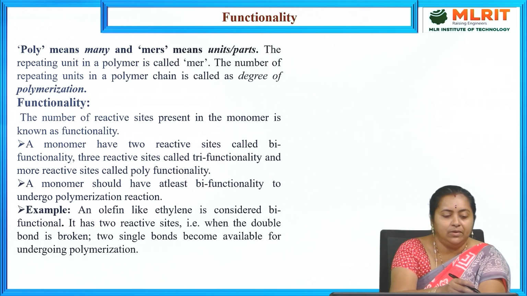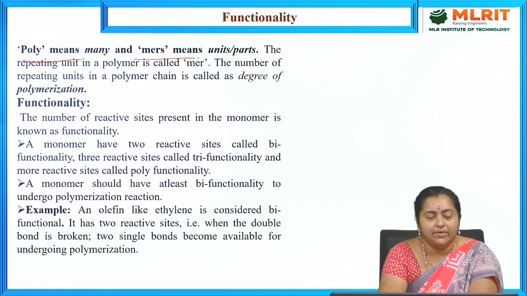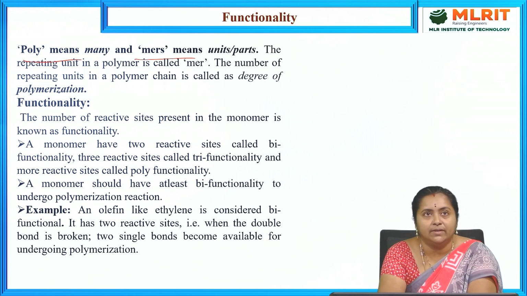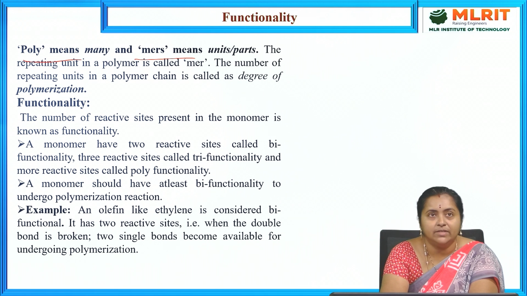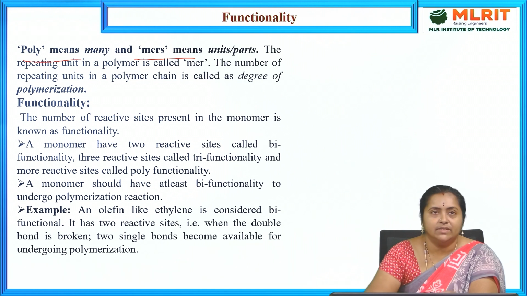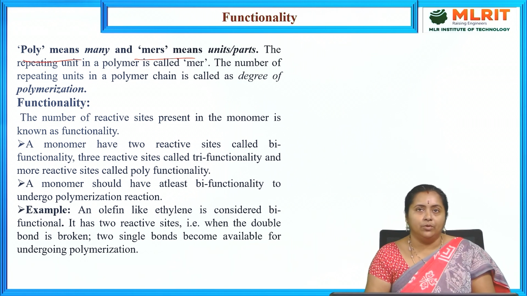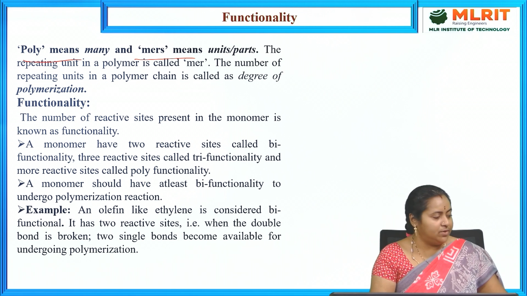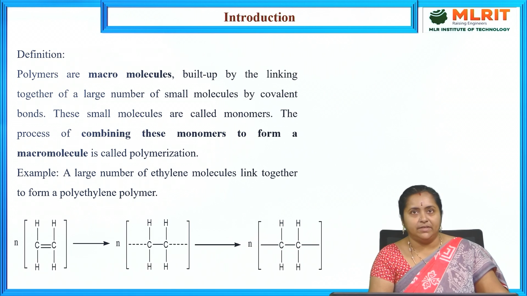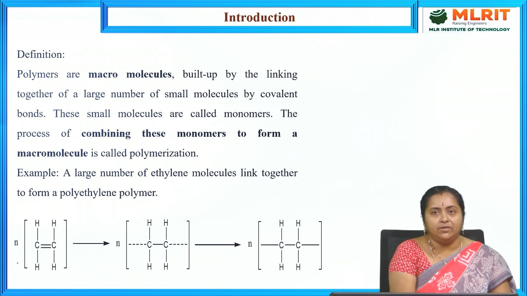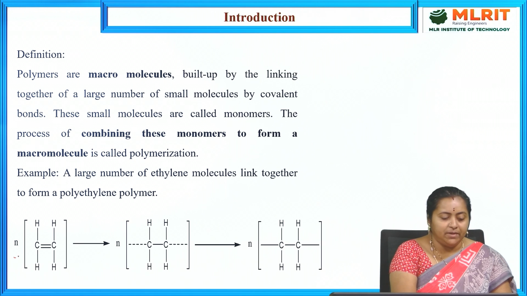As I told you, poly means many and mer means units or parts. That is why it is named polymer, and its root word is from the Greek language. The repeating unit present in the polymer is the mer, which comes from the monomer molecule. The number of repeating units present in the polymer chain is what we call the degree of polymerization. Same example I am going to consider again. In this, how many moles have I considered?